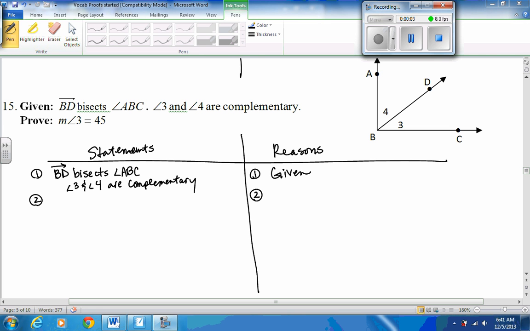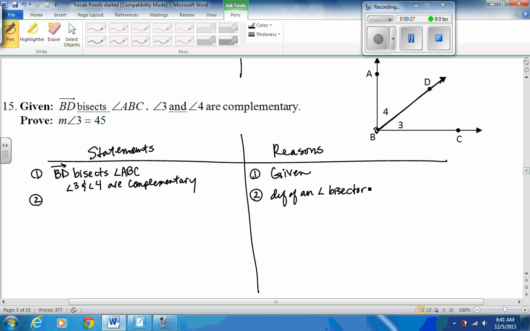They give us two statements. We need to be looking for a couple of conclusions we can make, what each one of those statements leads us to. And just start with the first one. BD bisects, so right down the middle, bisects angle ABC. So we're going to say definition of an angle bisector.